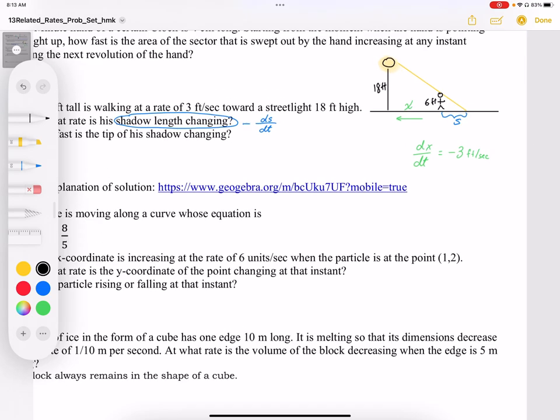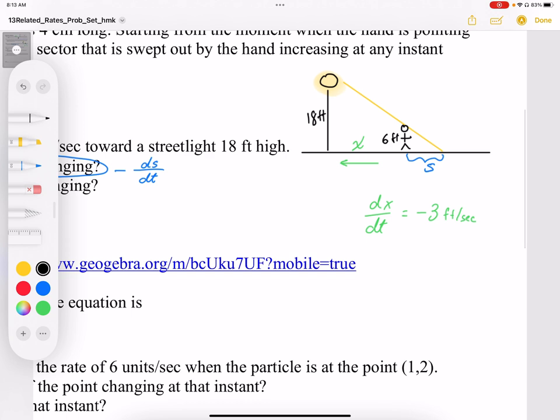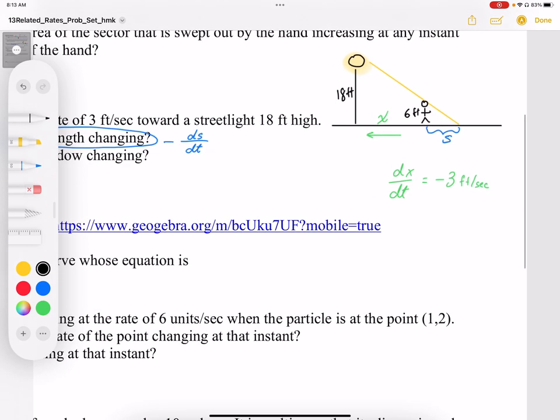So we want to find, in this diagram, I have the distance from the lamppost as x and the shadow length as s. We've been told that dx/dt is negative 3 feet per second because he's walking towards the street light, so he's making that length shorter. And we want to find the rate at which the shadow is changing, or ds/dt. So we need to connect the s and x together in an equation or a relationship.